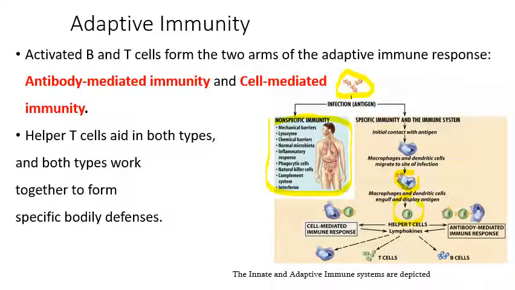Then the helper T cell, like I said, is kind of the general in charge of this whole response. He's going to initiate a cell-mediated response and an antibody-mediated response. So he's going to trigger other T cells to go do their thing, so trigger cytotoxic T cells and T memory cells. But he's also going to trigger B lymphocytes to go do their thing, which we'll talk about in a second, how they go about making antibodies.